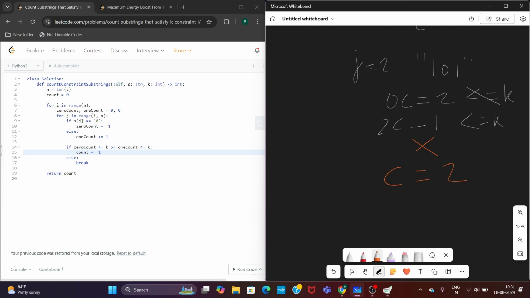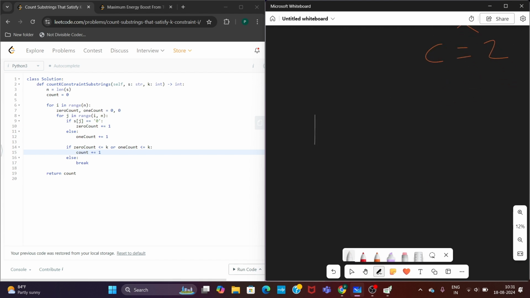Okay, so now iteration number 2. Let's move forward. For iteration number 2, I equals 2 over here. Now my j equals 2, which is 1 in this case. So my 0 count will be 0 and 1 count will be 1, which is less than or equal to k. So my count will be 3 over here.